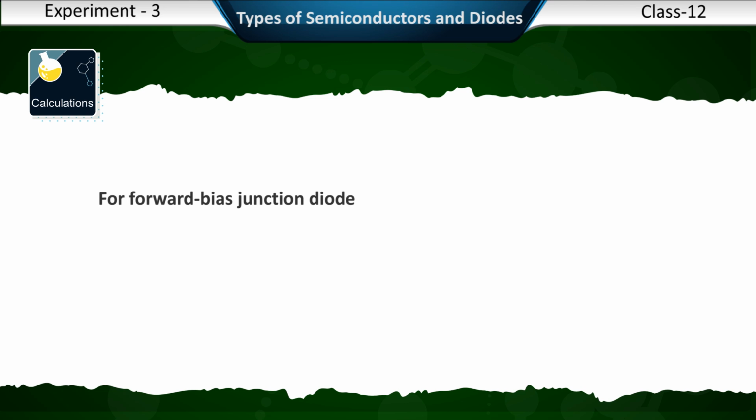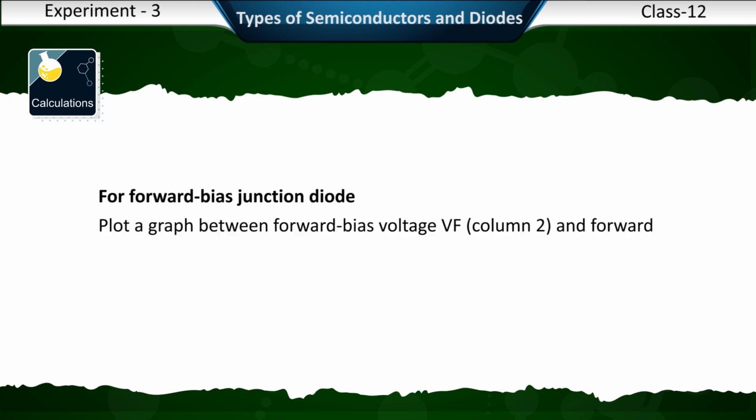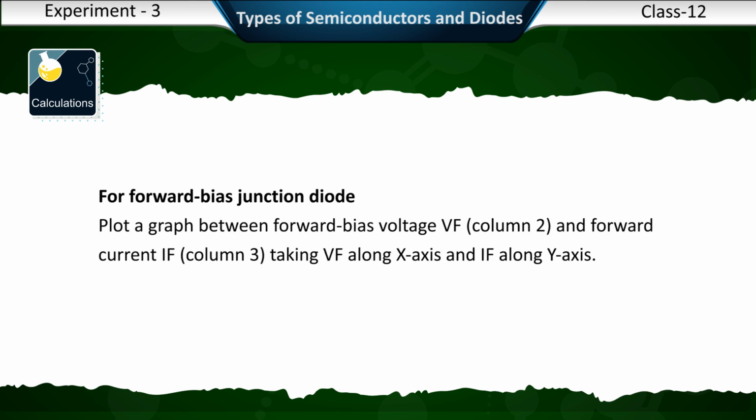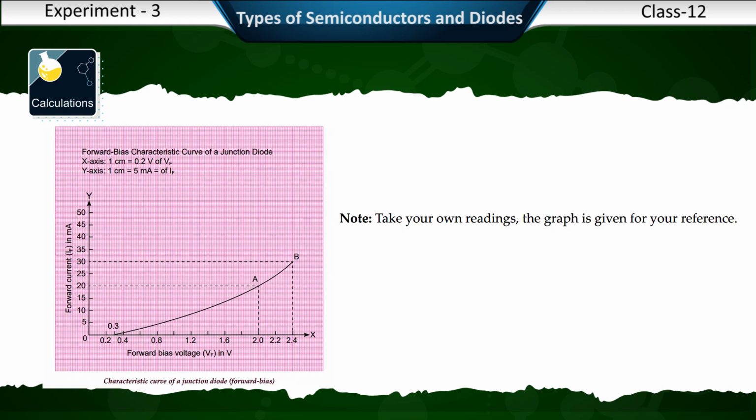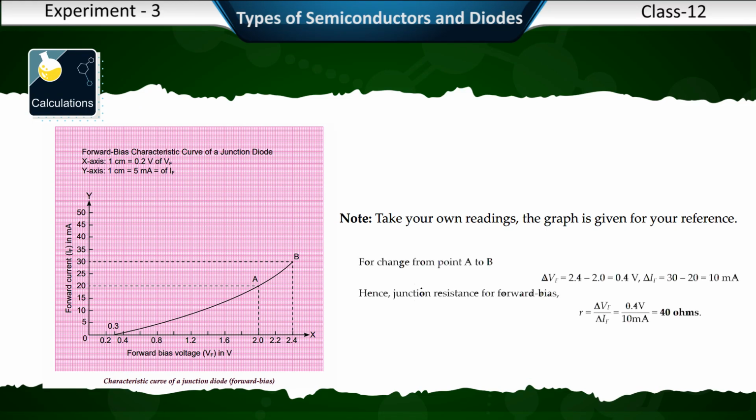Calculations. For forward bias junction diode, plot a graph between forward bias voltage VF, column 2, and forward current IF, column 3, taking VF along the x-axis and IF along the y-axis. This graph is called the forward bias characteristic curve of a junction diode. Note: take your own readings, the graph is given for your reference. For change from point A to B. Hence, junction resistance for forward bias.